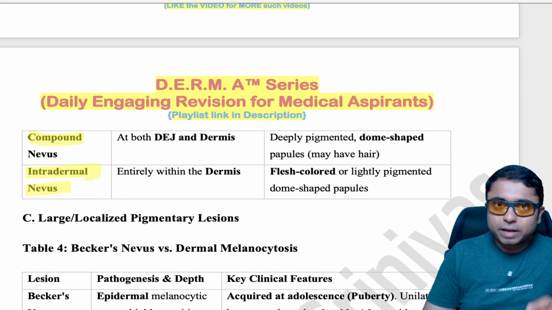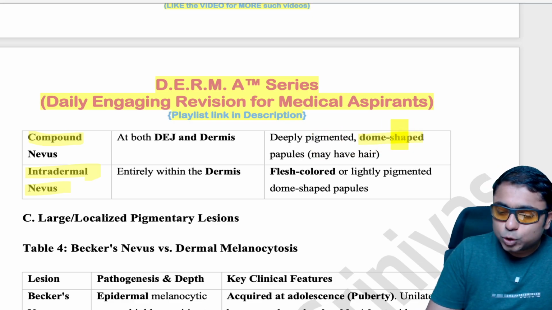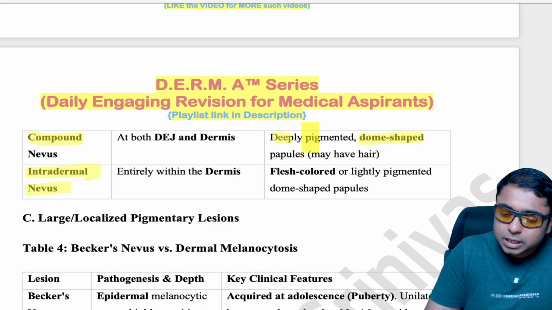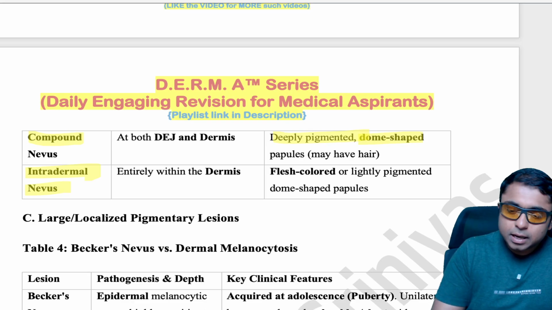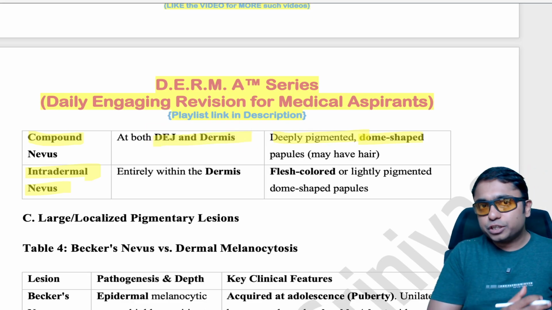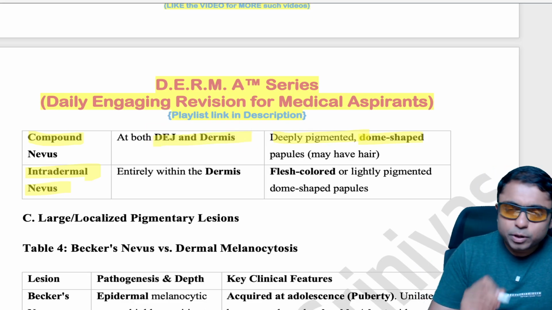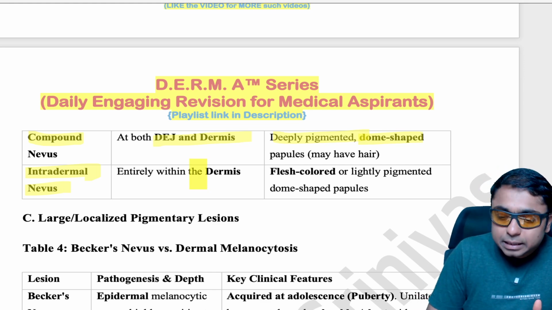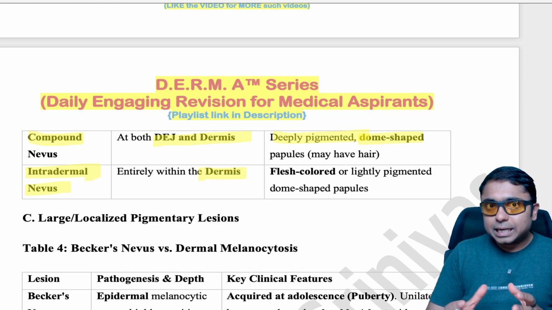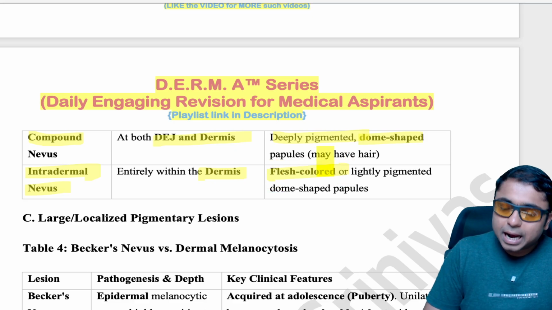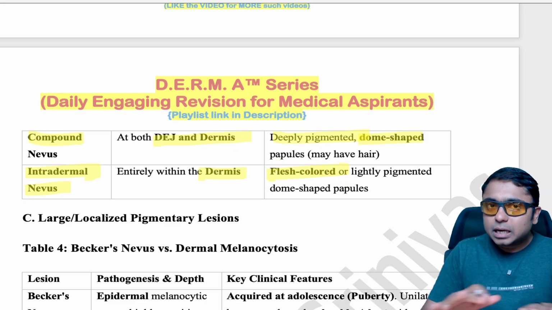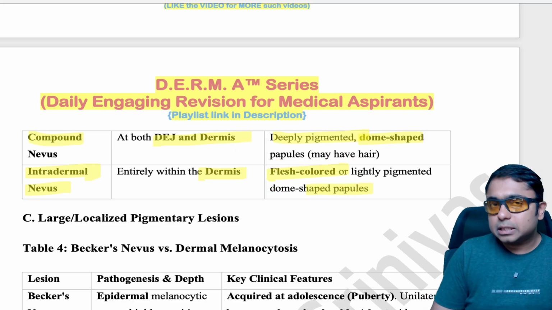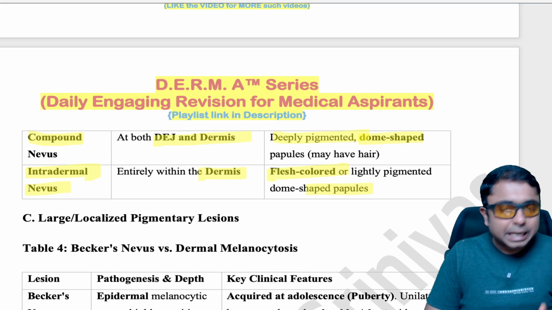Coming to the compound nevus, here patients are going to present with dome shaped papules which are deeply pigmented, right? And it is going to be at the junction as well as the dermis. Coming to the intradermal nevus, as the name suggests, this melanocytic nevus is going to be present in the dermis, and it is flesh colored, that is skin colored papular lesions will be seen. There will not be any pigmentation as such.